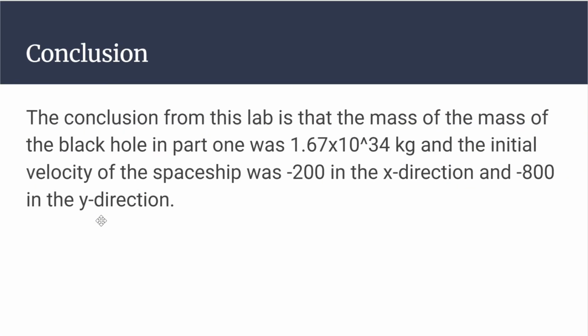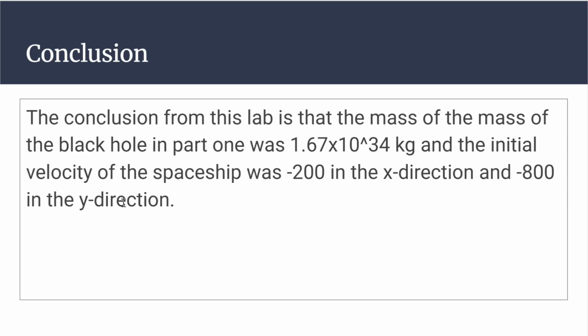Conclusion. The conclusion from this lab is that the mass of the black hole in part 1 was 1.67 times 10 to the 34th kilograms, and the initial velocity of the spaceship was negative 200 in the x direction and negative 800 in the y direction. The end.